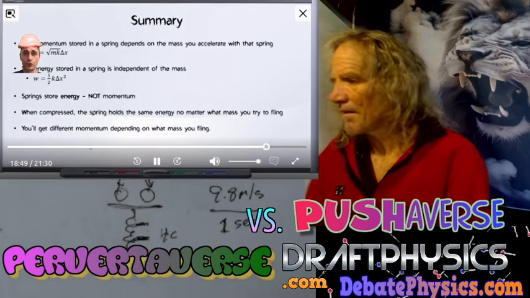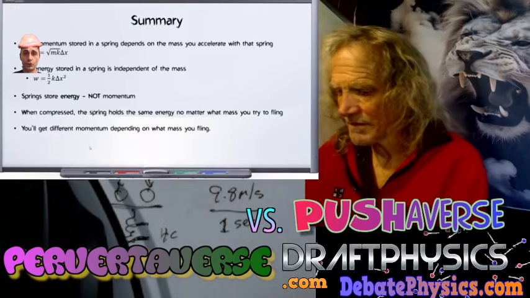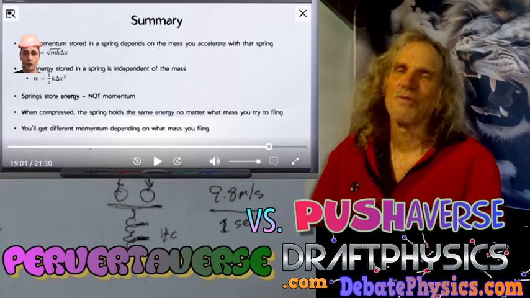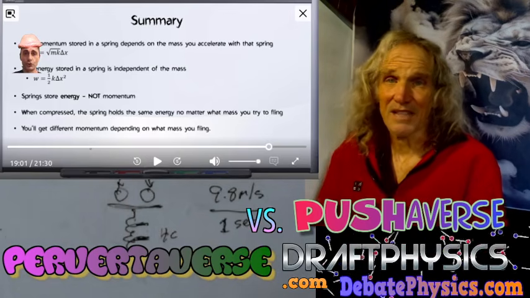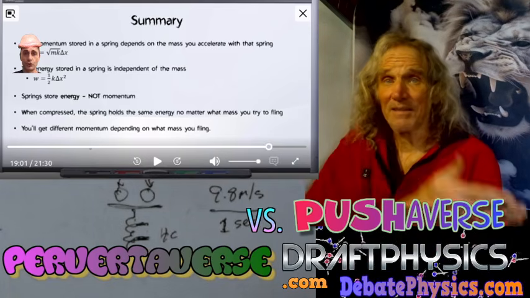What we just discovered was that the momentum stored in a spring is different depending on what mass you're trying to accelerate with that spring. On the other hand, the amount of energy... All right, so we know that's not true. So he's got it exactly backwards. It's the kinetic energy that gets very inconsistent. The momentum has to be very consistent.